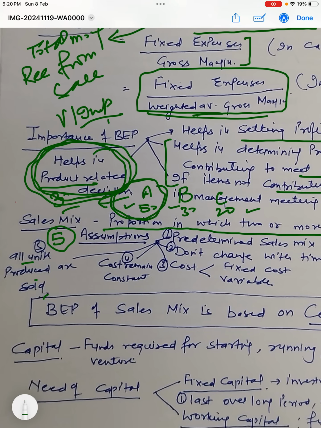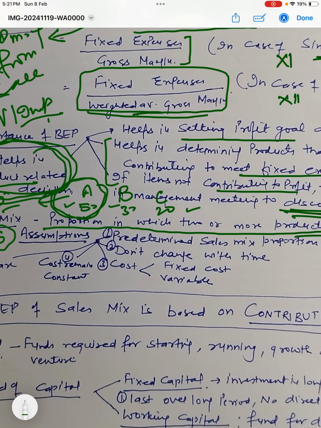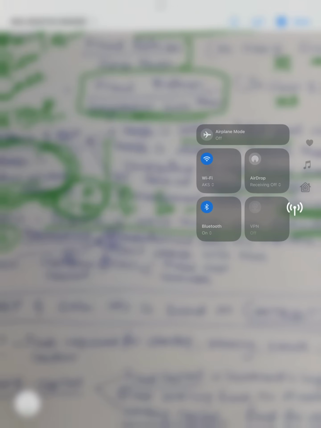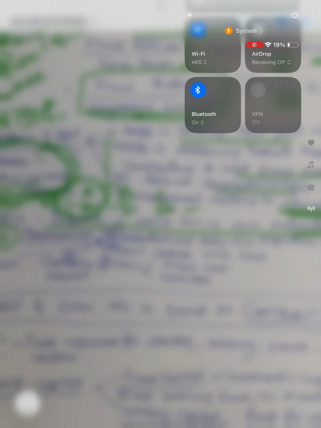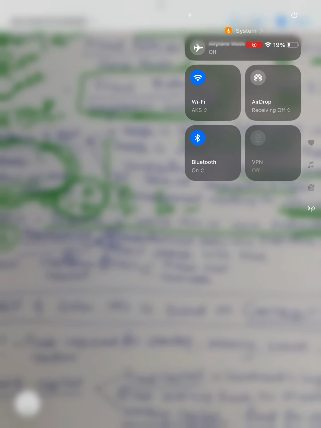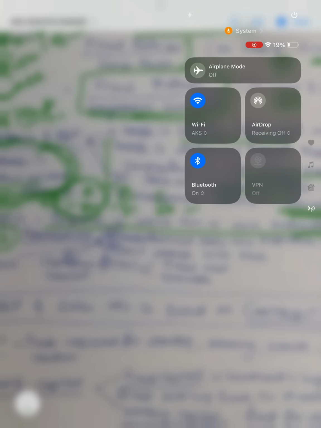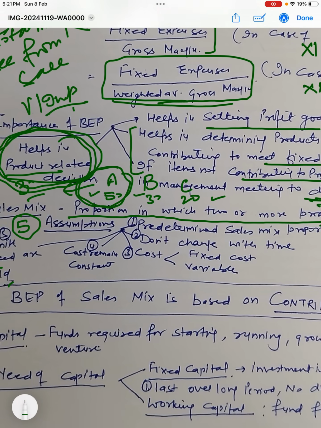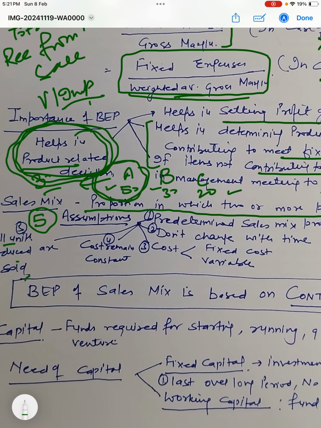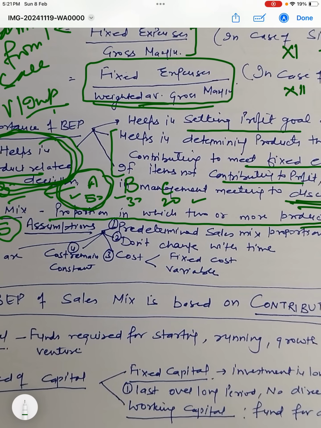So the meaning of sales mix is the proportion in which two or more products are sold. And what are the assumptions of sales mix? First, sales mix is predetermined. Second, sales mix does not change. Third, cost is divided into two parts, fixed and variable. Fourth, cost does not change. And fifth, all units produced are sold.